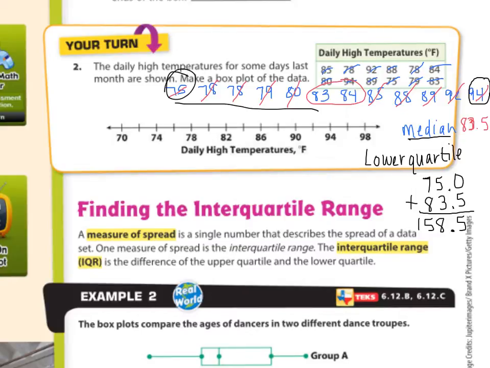I want to see all of this in your notes. I want to see the median, the work for the median where you put the numbers in order from least to greatest. I want to see this addition. I want to see this division right here. You're dividing 158 and a half by 2. If you don't need me to do it for you, it doesn't sound like you're whispering, then you can just pause it.